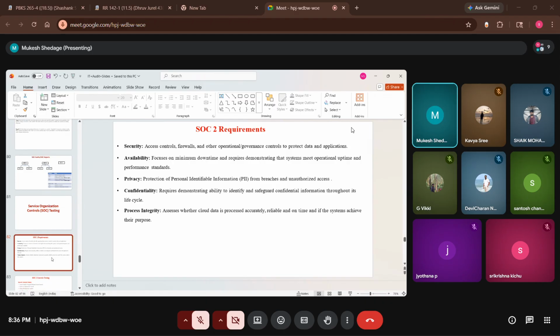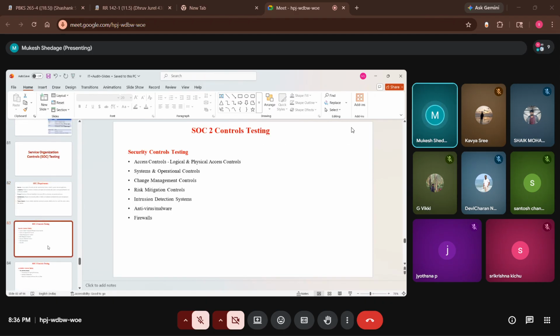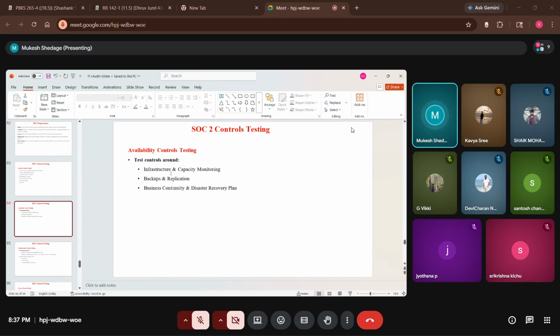Okay. Now you can see each control in detail. In security control testing, what we will check: access control, logical, physical, system and operational control, risk mitigation, antivirus, firewall, change management control, right? In availability: infrastructure, backup replication, business continuity and disaster recovery. Disaster recovery is nothing but backup recovery.